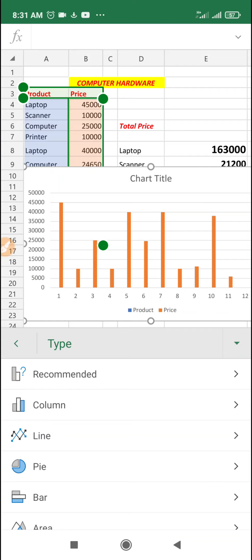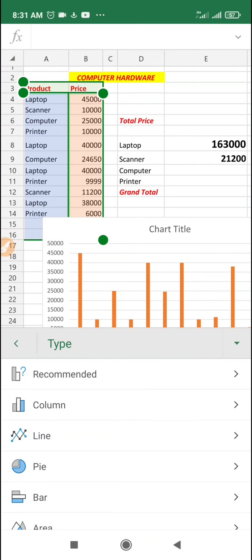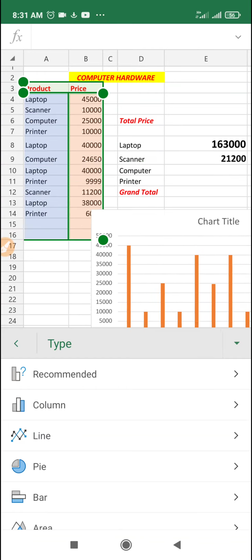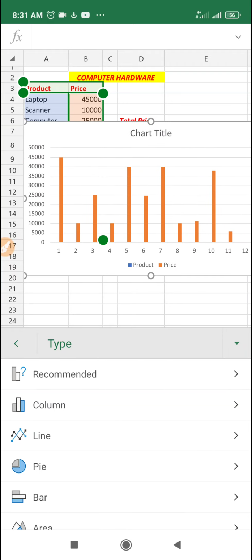In the chart we can also easily see which product has the lowest price. At the 11th number, the last product has the lowest price, and its name, as we can see in the list, is printer. So this printer has the lowest price. By watching this chart we can easily analyze the data and compare between the data.